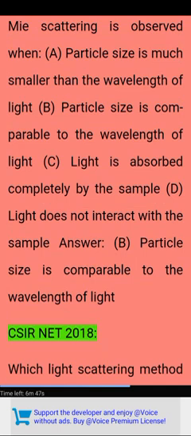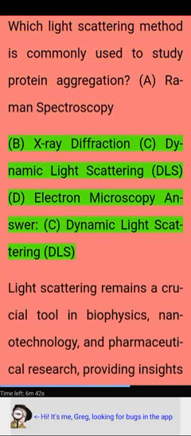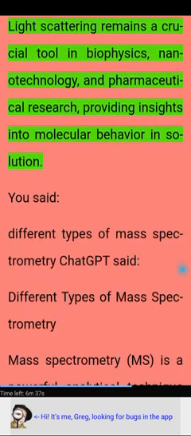CSIR NET 2018. Which light scattering method is commonly used to study protein aggregation? A. Raman spectroscopy. B. X-ray diffraction. C. Dynamic light scattering, DLS. D. Electron microscopy. Answer: C. Dynamic light scattering, DLS. Light scattering remains a crucial tool in biophysics, nanotechnology, and pharmaceutical research, providing insights into molecular behavior in solution.